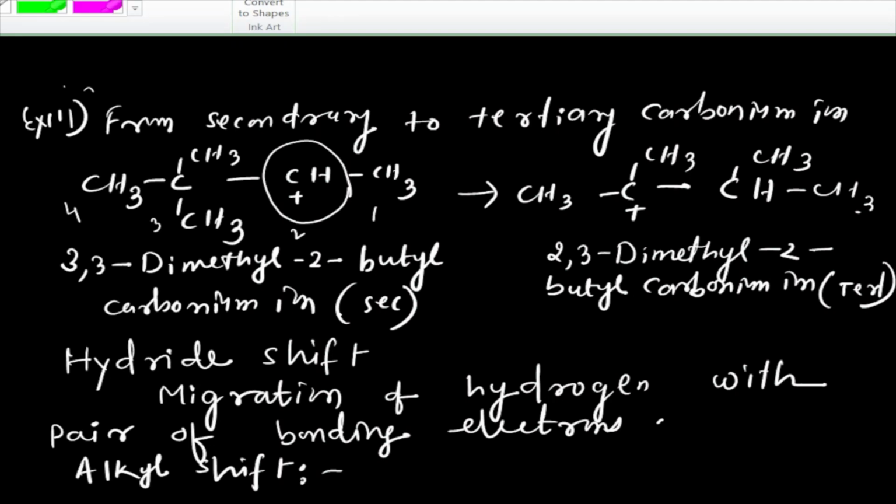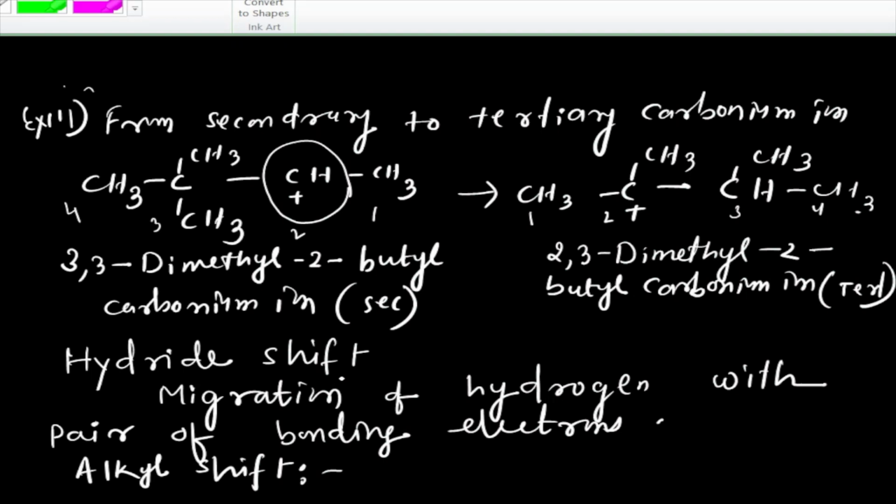This is secondary. Changes to what? Tertiary. So what is the name? 2, 3 dimethyl. And next 1, 2. This is 2 position. 1, 2, 3. So 2, 3 dimethyl 2 butyl carbonium ion. That is tertiary, and there is no hydrogen here.